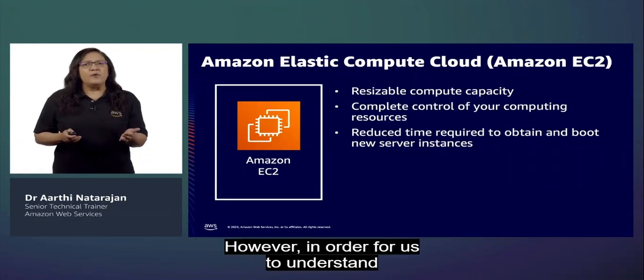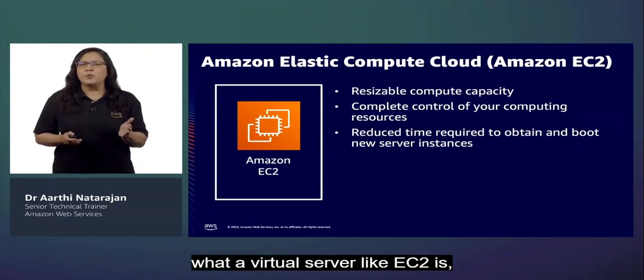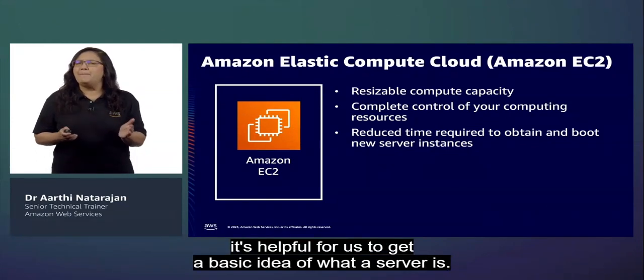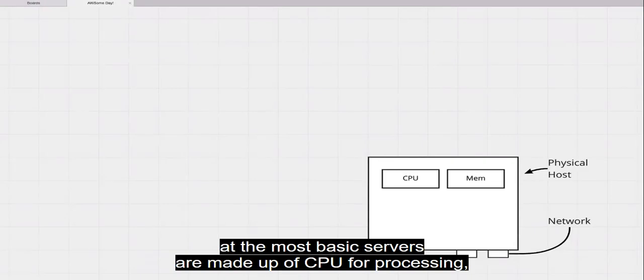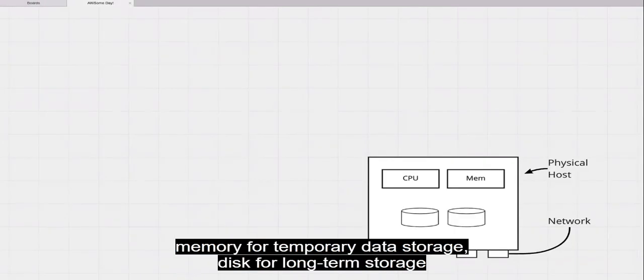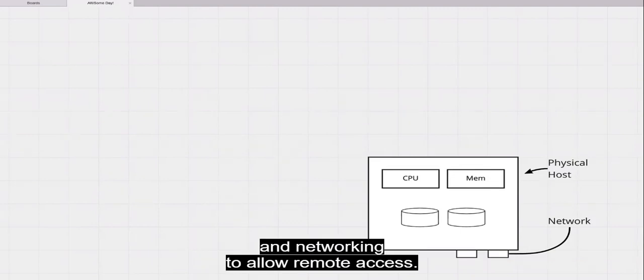However, in order for us to understand what a virtual server like EC2 is, it's helpful for us to get a basic idea of what a server is. When you think about your on-premise infrastructure, you've purchased physical equipment or servers. At the most basic, servers are made up of CPU for processing, memory for temporary data storage, disk for long-term storage, and networking to allow remote access.